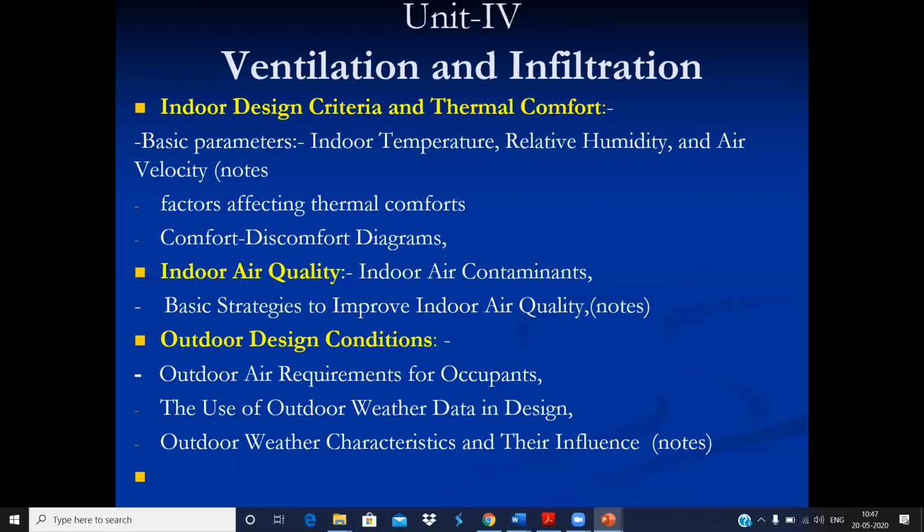Outdoor design conditions: what are the requirements of outdoor air, how to utilize the weather data, then outdoor weather characteristics and their influences. This is about unit number 4, that is ventilation and infiltration.